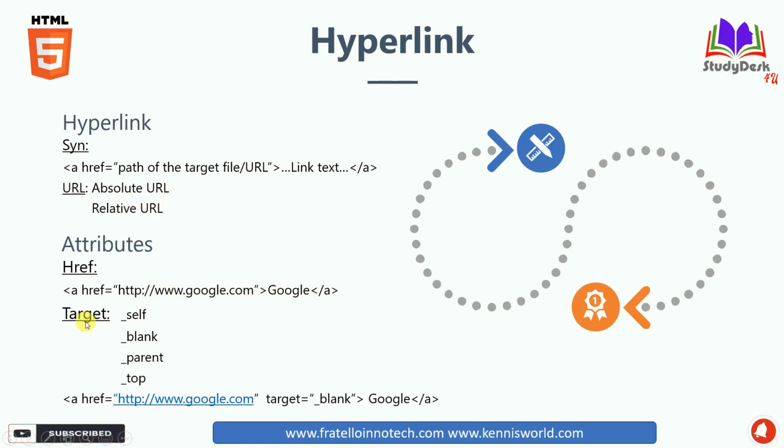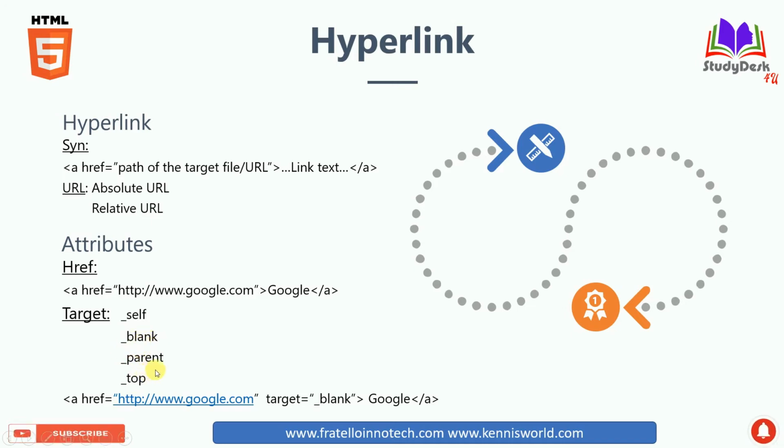The next attribute is the target attribute. It specifies where to open the linked document. By default, the linked page will be displayed in the same window. That is the first value, _self. If you give it like this, it opens in the same window. And the second value is _blank. It opens the document in a new window tab.